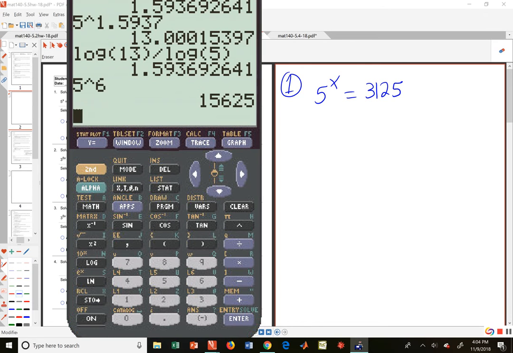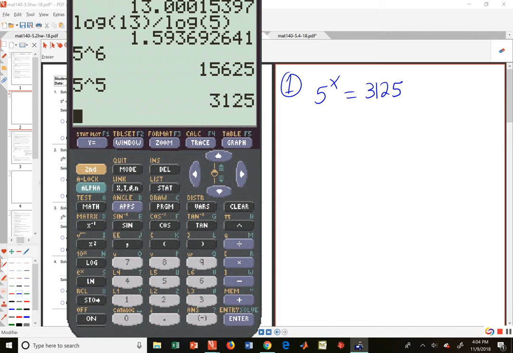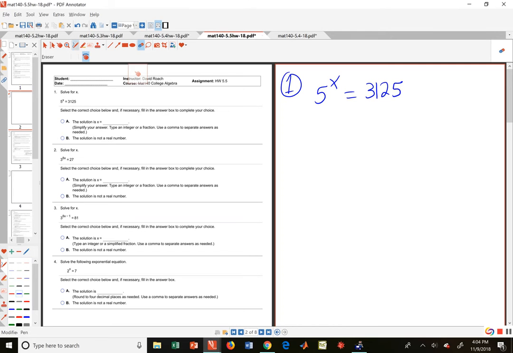Like, what's 5 to the 6th power? Well, it's 15,625. That's too big. Well, maybe the answer is 5 to the 5. And sure enough, there it is. 5 to the 5 is that value. So x equals 5, and we don't have to do a lot of fancy manipulation here if we can just guess at what the answer is based off of just logic or just some integer choices.